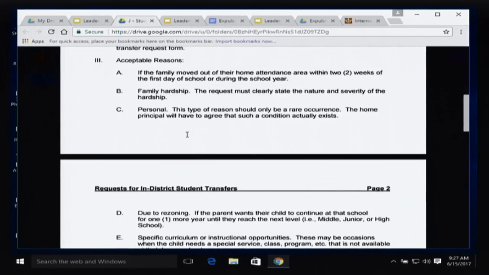Family has moved within 2 weeks of the first day of school. There's a little bit more flexibility with this. We'll talk about feeder patterns in a minute. The two that I want to highlight are family hardship and personal. These should be rare.